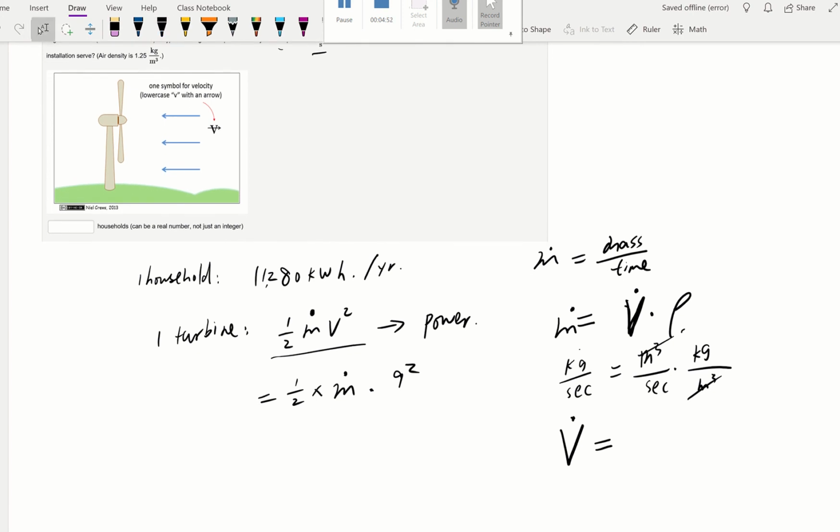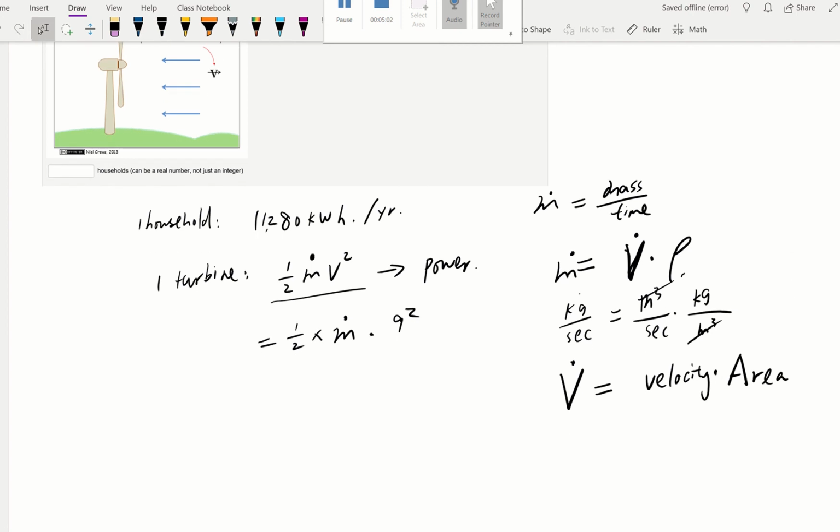Volume flow rate is basically the velocity times the cross-section area. Again, that's a concept I talked about earlier in one of the episodes. Volume flow rate is meter cubed per second, how much volume per second. Velocity is how many meters per second. Area is meter squared. Again, left and right hand sides have the same dimension.